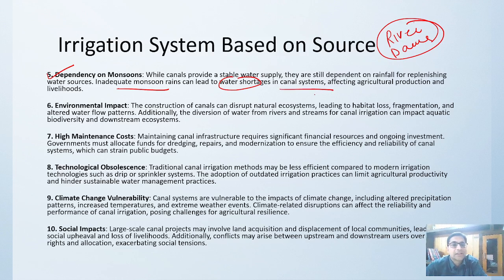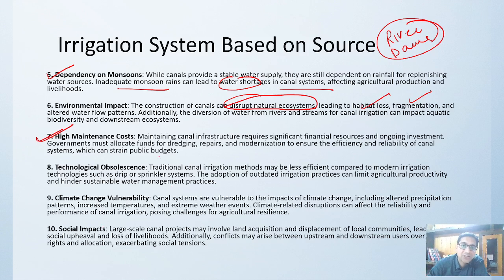Okay, then there is a lot of environmental impact, because it will disrupt the natural ecosystem. If you are building any infrastructure, and a canal is an infrastructure, it may lead to habitat loss and fragmentation of the land, and it obviously disrupts the natural ecosystem, it disrupts the habitat, it fragments the areas over there. High maintenance cost, because they are hundreds of kilometers in length, so it requires high maintenance cost.